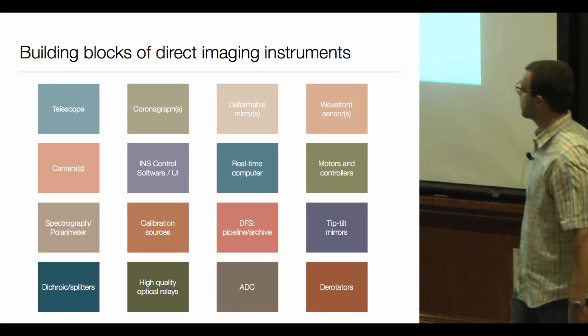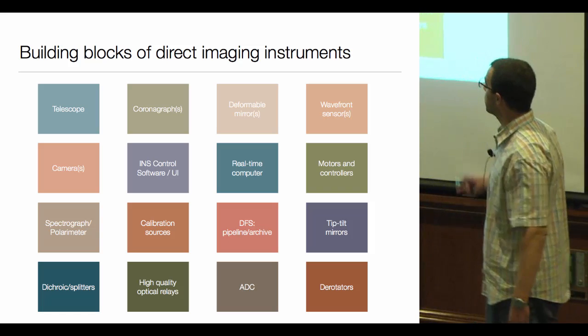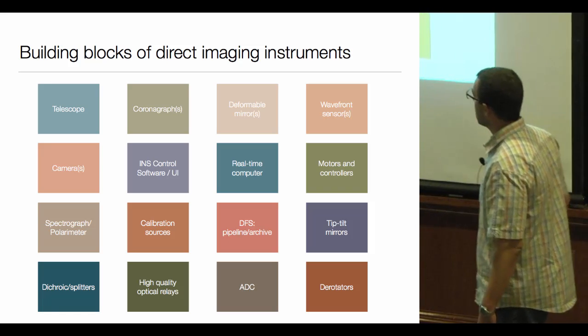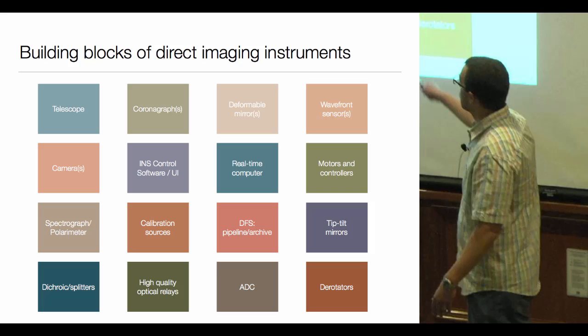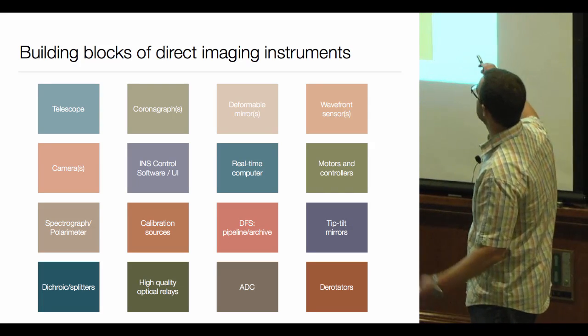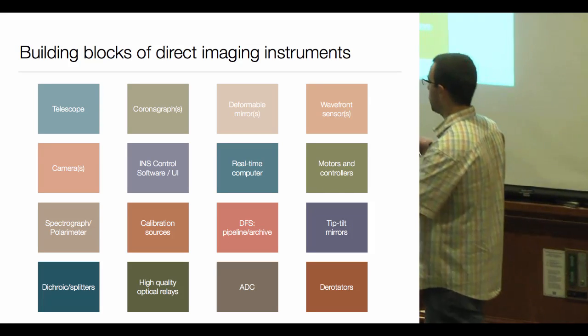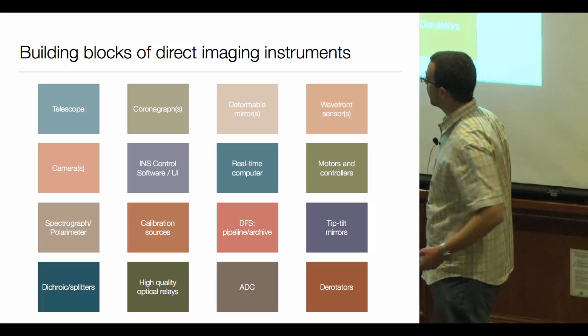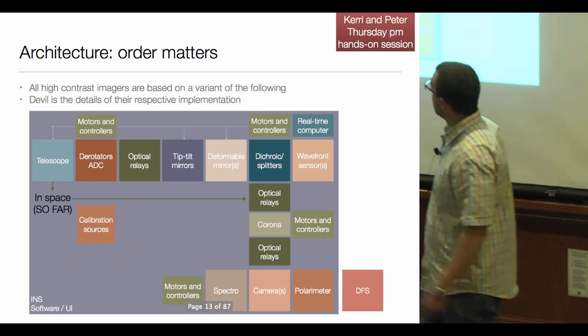So your instrument is composed of many, many things. Here I've listed a few. I'm not being exhaustive, though I try to be. So you have the telescope, coronagraphs, deformable mirrors. It's all put there for you to see. There is no particular order here, but order does matter.